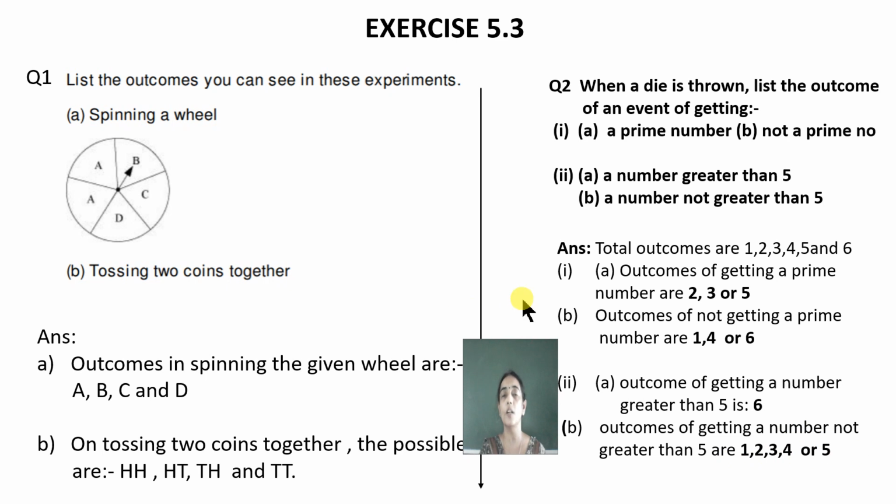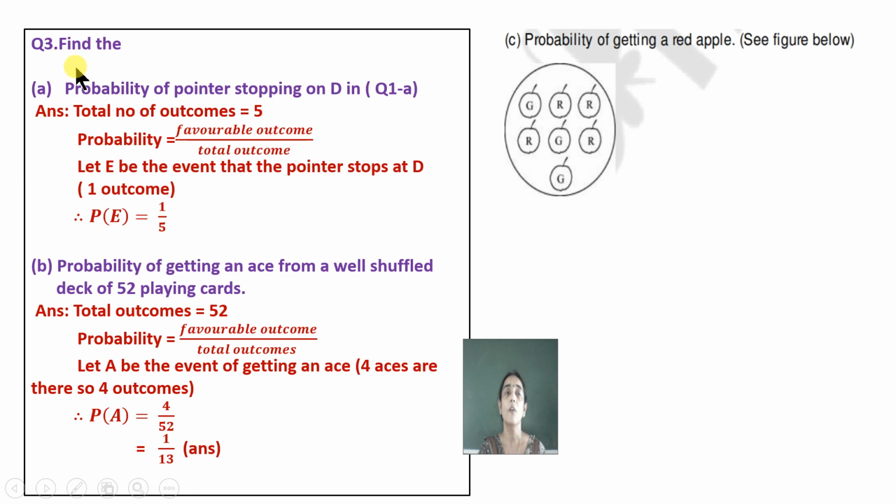Let's move to the third question. Find the first one, probability of a pointer stopping on D in question 1A. Now total number of outcomes is 5. I told you whenever you are asked probability, you will follow this pattern. So total number of outcomes is equal to 5. Then you write the formula, probability is equal to favorable outcome upon total outcome.